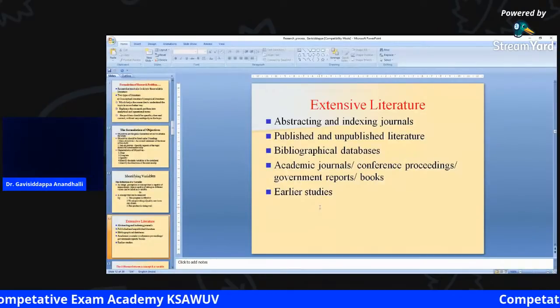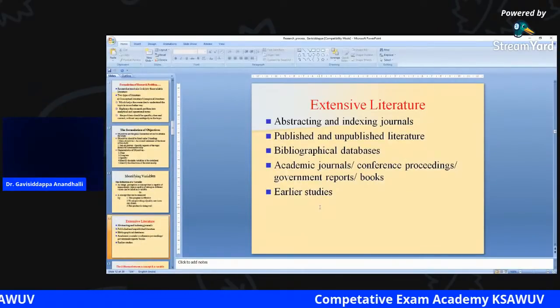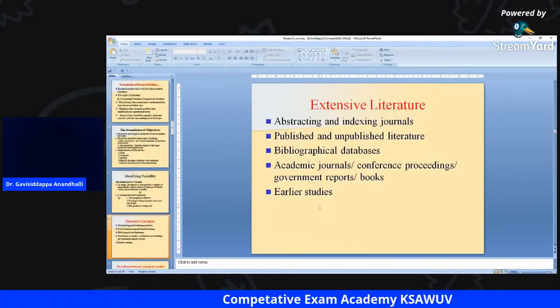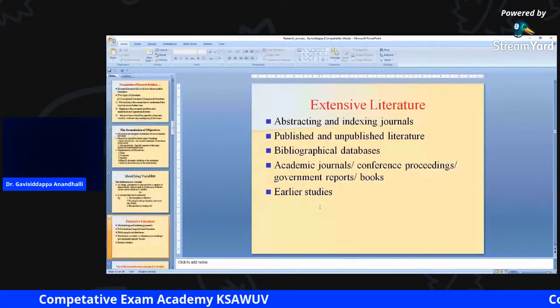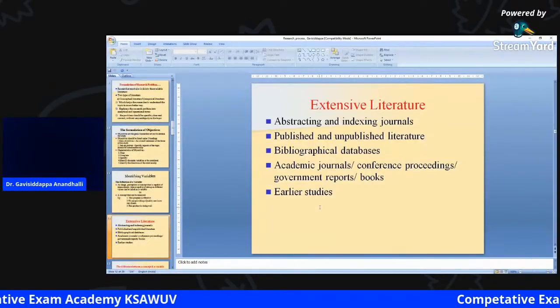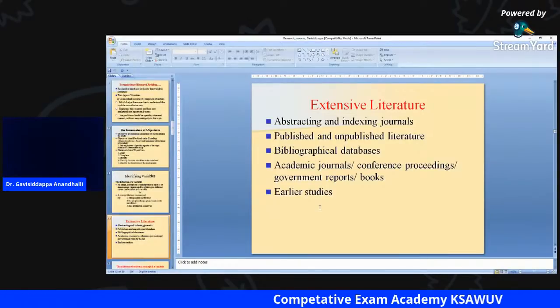One is that we come across abstracting and indexing journals, which are there in every discipline and every subject, and you have to consult those journals. Today most of the journals are available online. Most of the databases are available online.